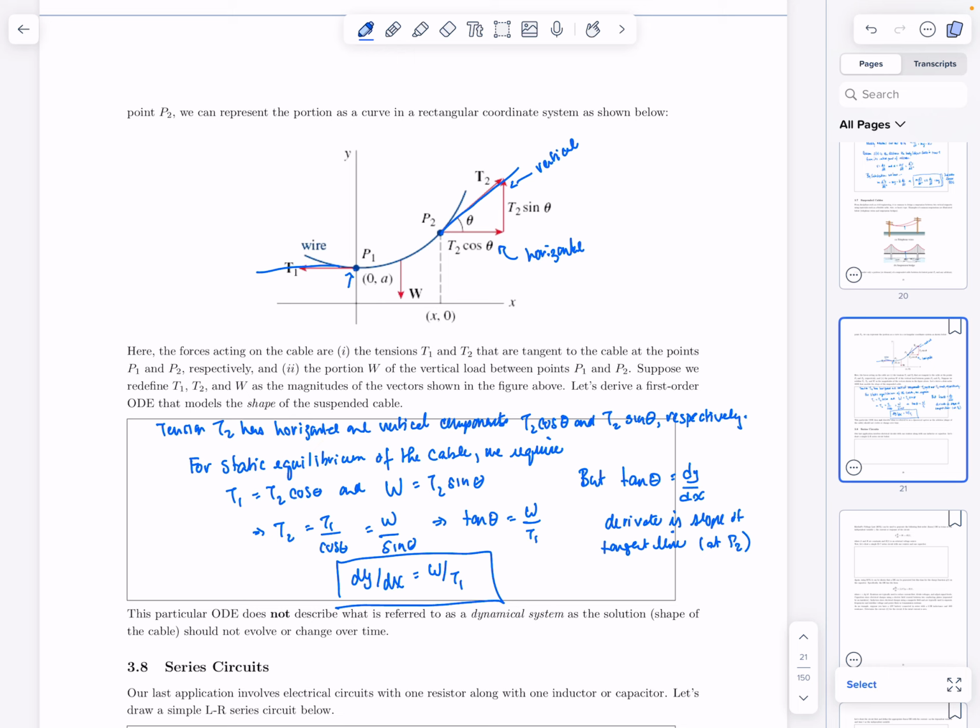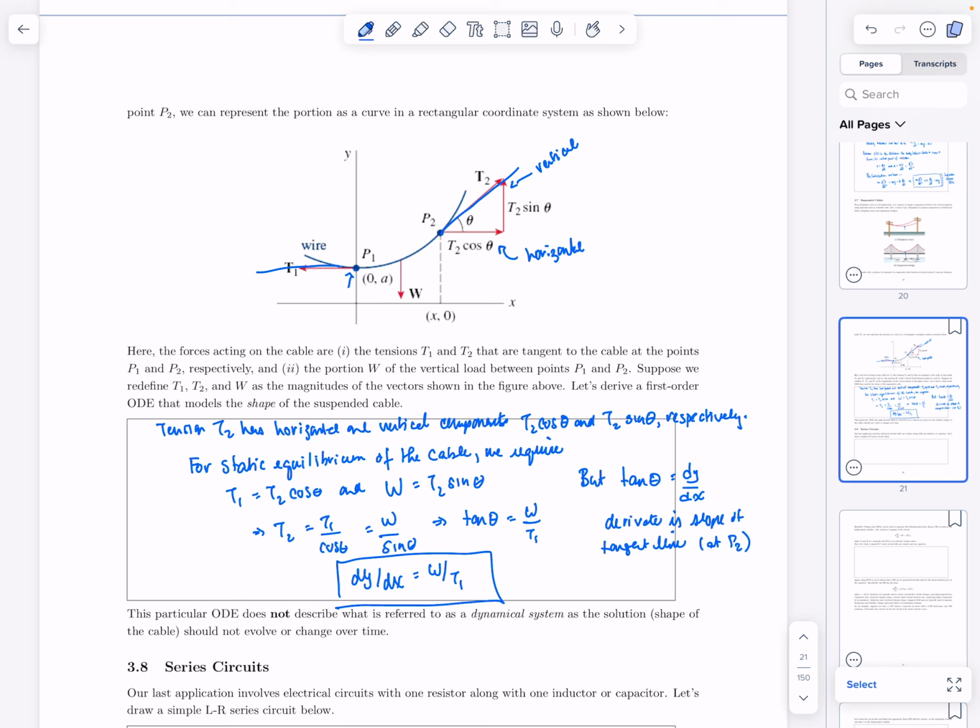This model doesn't take into account that the shape could change or distort for different physical reasons through time. That's typically what happens in a dynamical system. But this is a very simple way of at least representing, with a nice geometric argument, how a differential equation can be used to model the shape of an object, in this case of a wire.